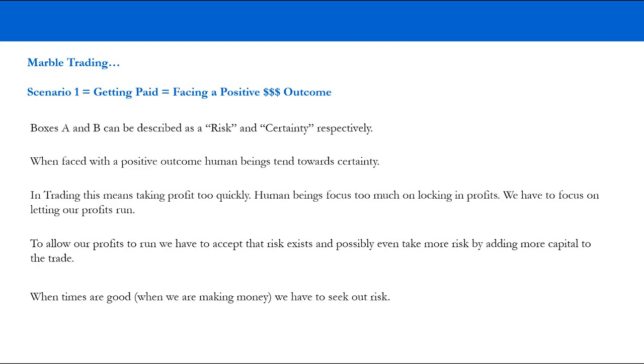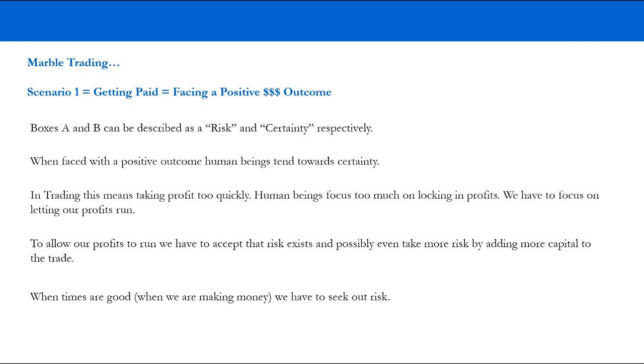Now in trading, this basically means taking profit too quickly. Human beings focus too much on locking in profits. And as traders, what we actually have to do is the opposite. We have to focus on letting our profits run.